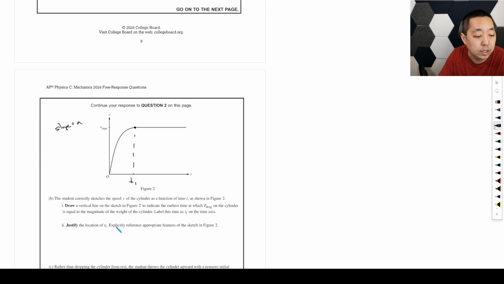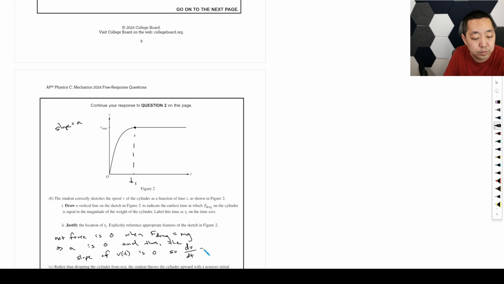Label this time on the time axis. So you've got to label it down here. Justify the location of T1. Explicitly reference appropriate features on the sketch in figure 2. Well, let's see. So the net force is 0 when F drag equals mg. And then you have to say that implies the acceleration is 0, and thus the slope of v of t is 0. So that's when dv dt is equal to 0. Okay, I think that's enough to say that. Look, the slope is 0 there.